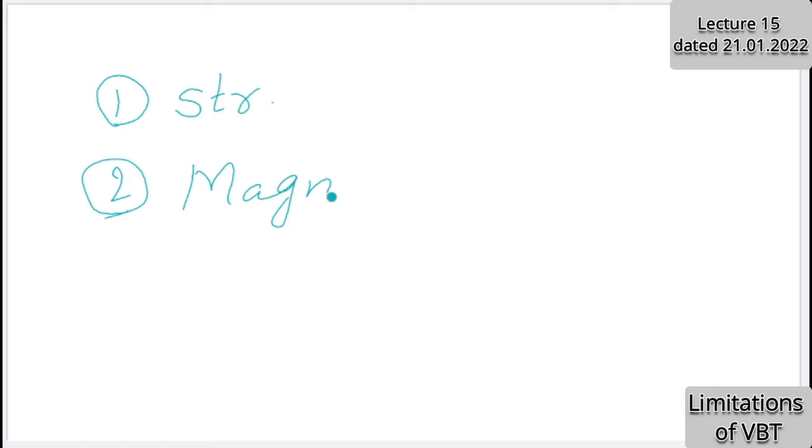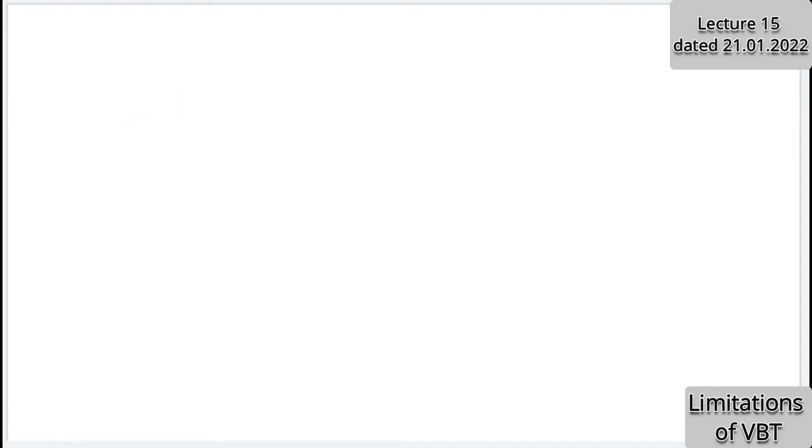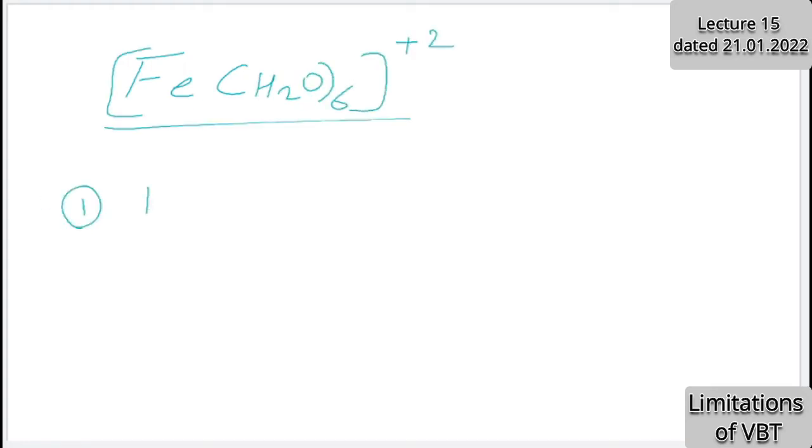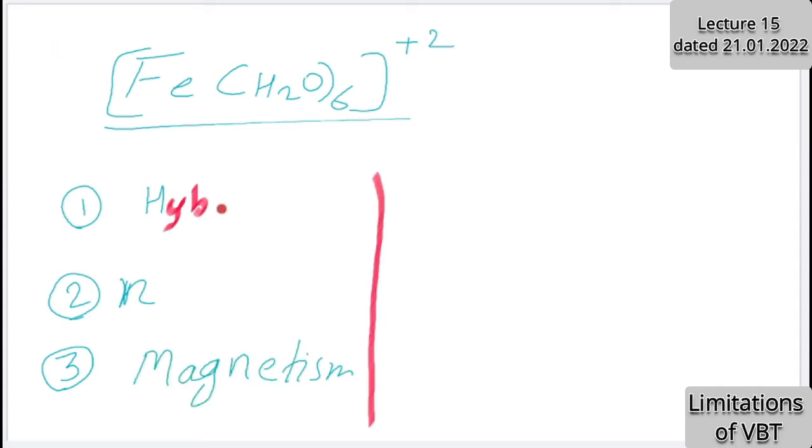Whatever I discussed till now about the various applications, if you have any doubt, you are free to ask. Otherwise, I am asking you a question as a revision. Okay, fine. If you don't have a question, then I ask you. [Fe(H2O)6]2+. I want the answer for hybridization, for the number of unpaired electrons n, and for magnetism. These three questions you have to answer. Let me know who can answer. What will be the hybridization?